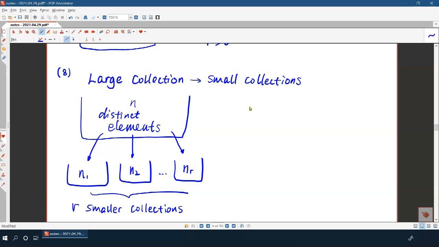So note here, n1 plus n2 plus etc. plus nR equals n. The total number of ways we can do this is n factorial over the product of n1 factorial, n2 factorial, dot, dot, dot, until nR factorial. Any questions?